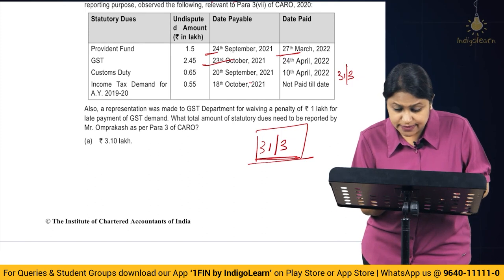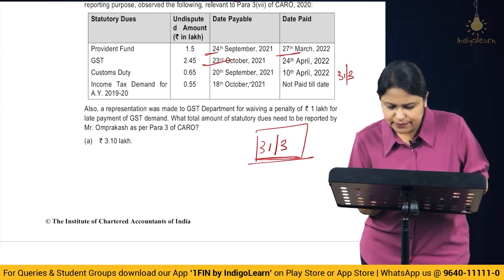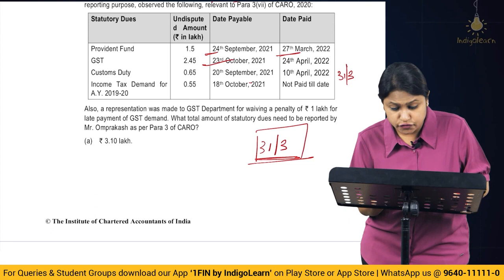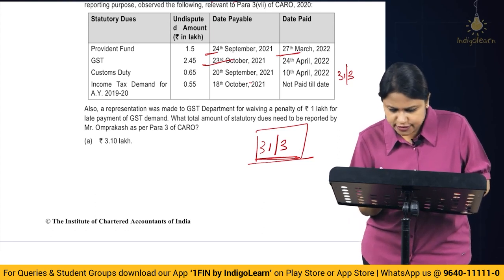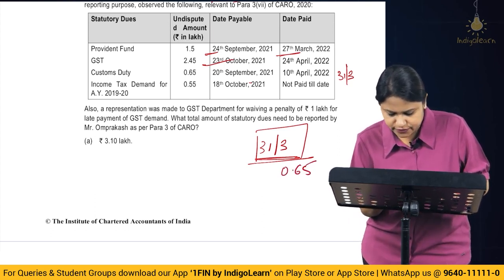Customs duty, 20th September it was due, but the payment happened on 10th of April. So on 31st March it was due for more than 6 months. Alright, so this will be considered, so 0.65.